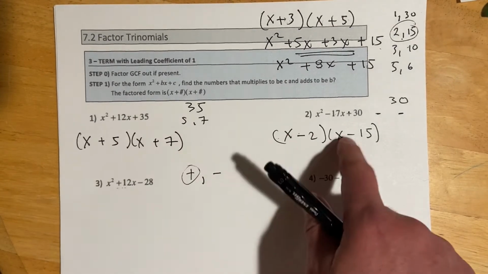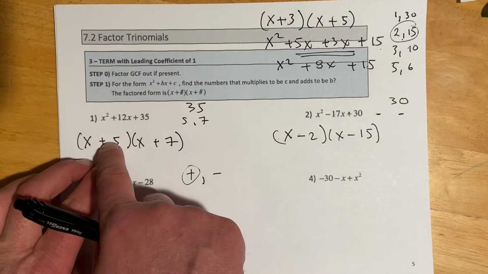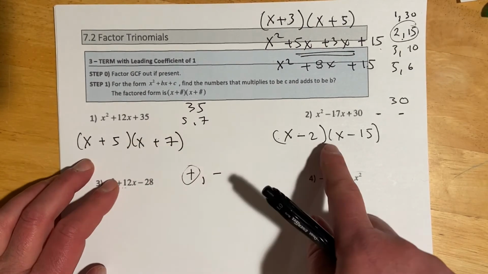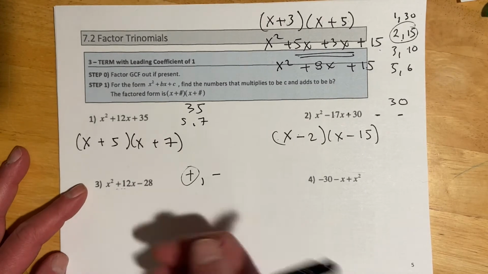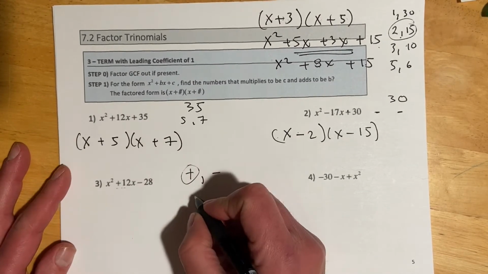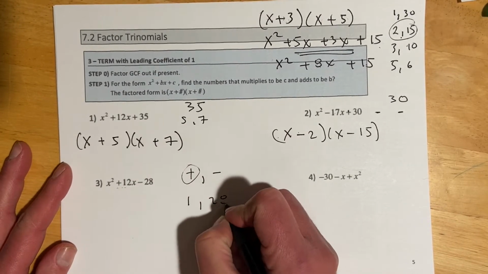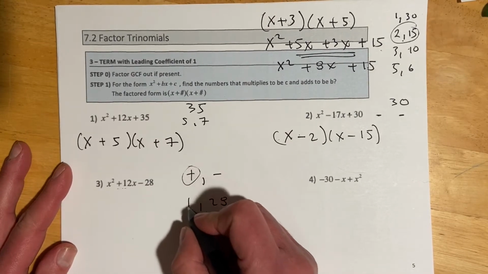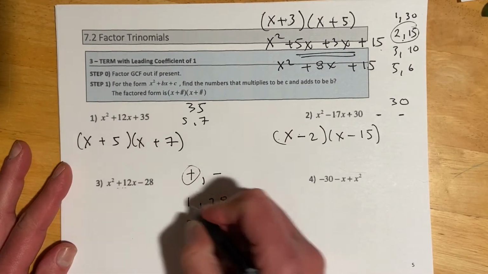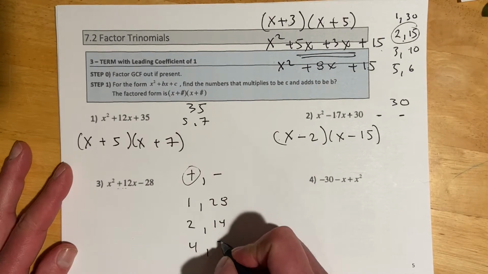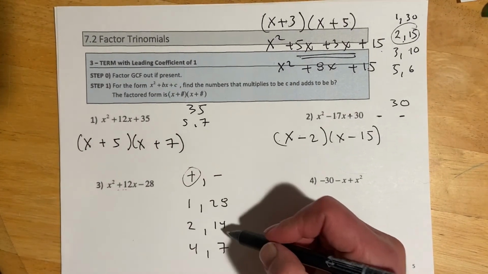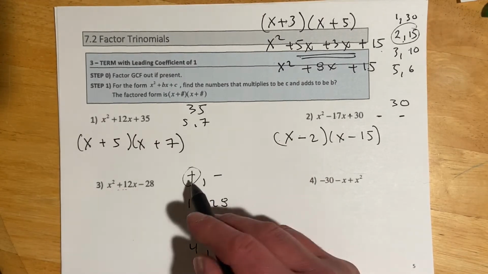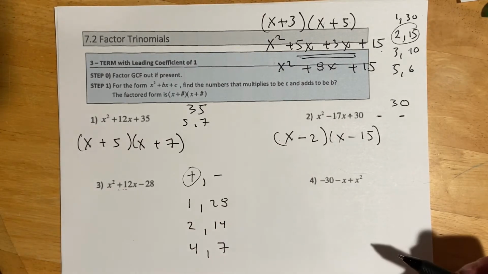So notice for these two examples, when we add them together, 5 and 7, that's 12, 2 and 15, that's 17. But in this example, if I think of what multiplies to be 28, it's going to be 1 and 28, 2 goes into 28 14 times, and 4 goes into 28 7 times. So if I'm just looking at these pairs of numbers, none of those add to be 12, but that's because I'm not paying attention to the signs.